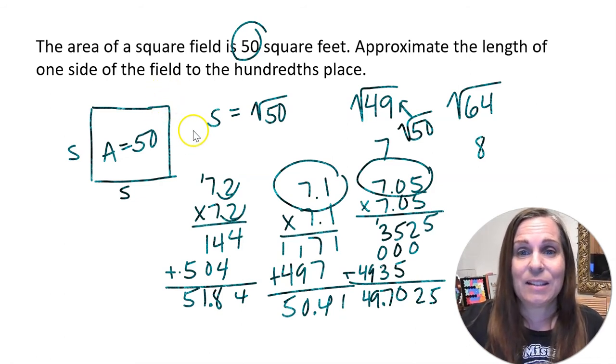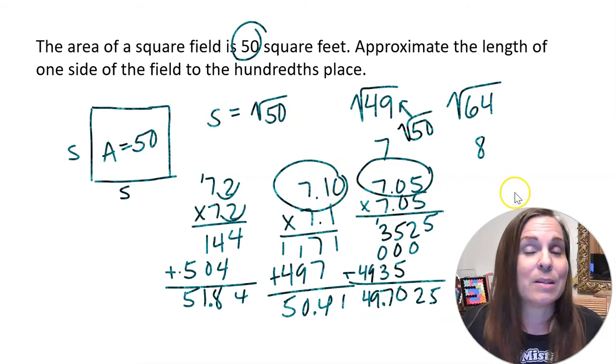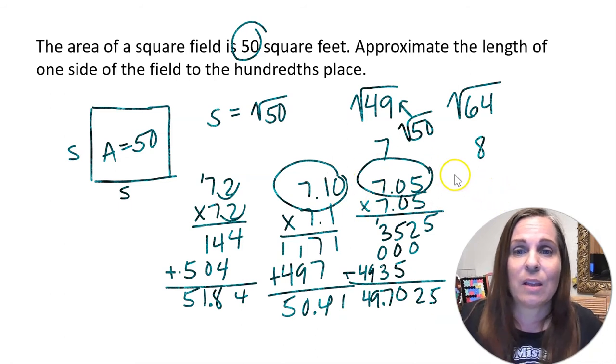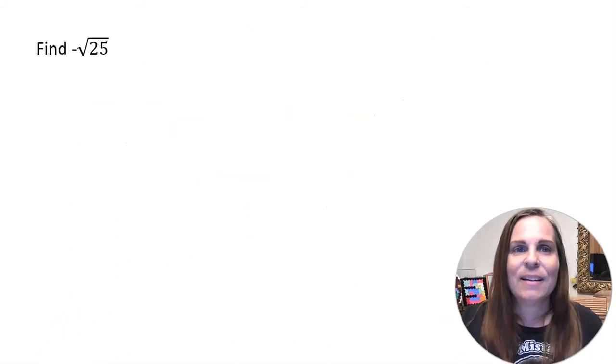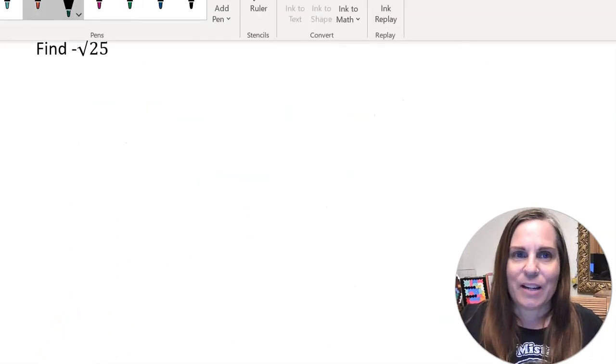All right? And the reason why I knew to go to 7.05 is because 7.1 is like 7.10, right? So then I thought, okay, we want to get smaller. It would be 7.05. All right, that was a workout, right? So time for an easy one.